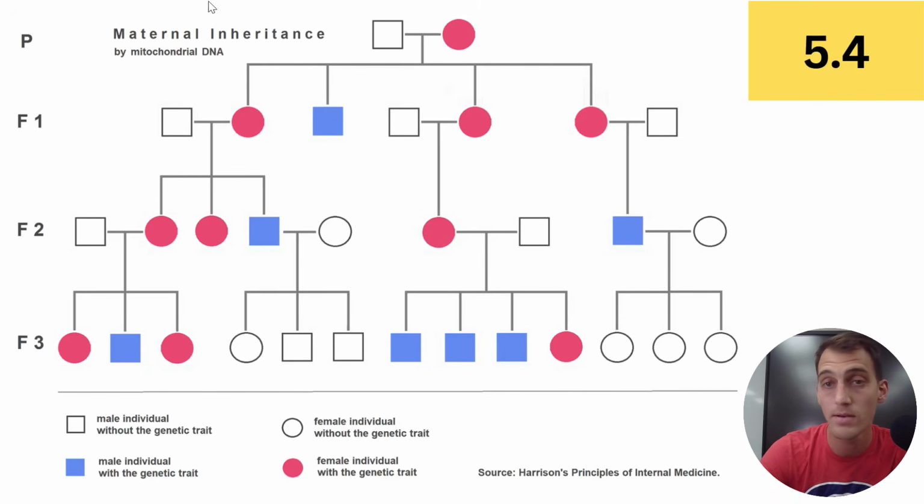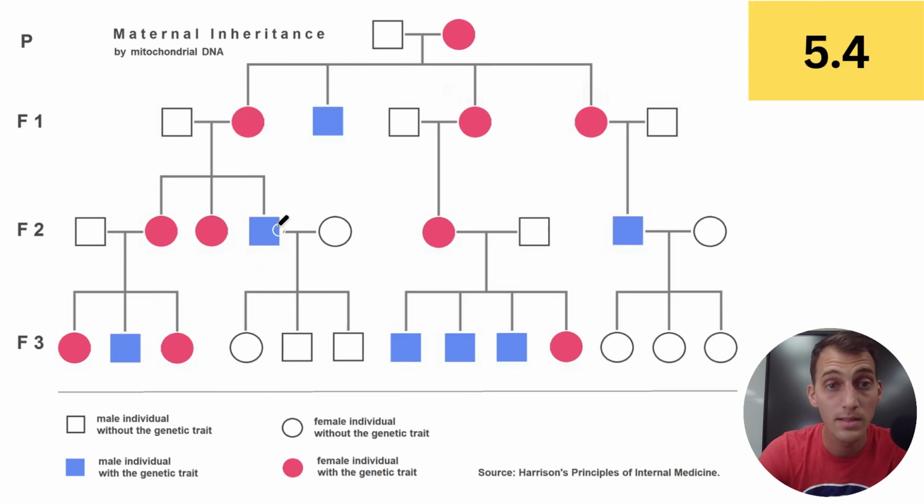Something that you can tell here is that here's what looks like great grandma up there. She has a mitochondrial disease. All of her children have that mitochondrial disease. And therefore, check it out. This mom with the mitochondrial disease, all her children have it. All of her children have it.